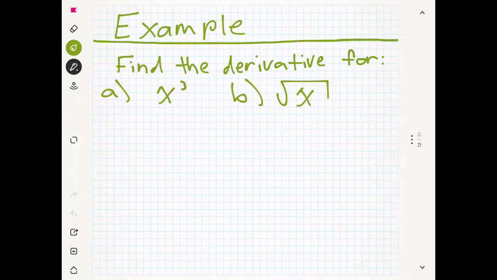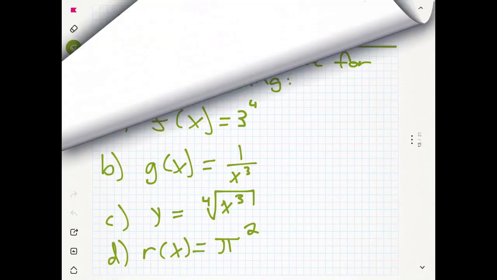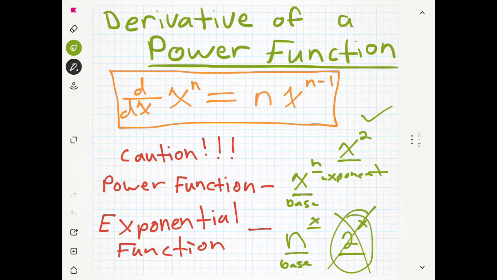So for example, find the derivative for a, x cubed. All right, so let me say f of x is equal to x cubed. All right, now let me show that I'm taking the derivative of that. So f prime of x, and then remember the rule, right? Let's go back to the rule. So you bring down the exponent, it comes down, and then you subtract that number by 1, all right?